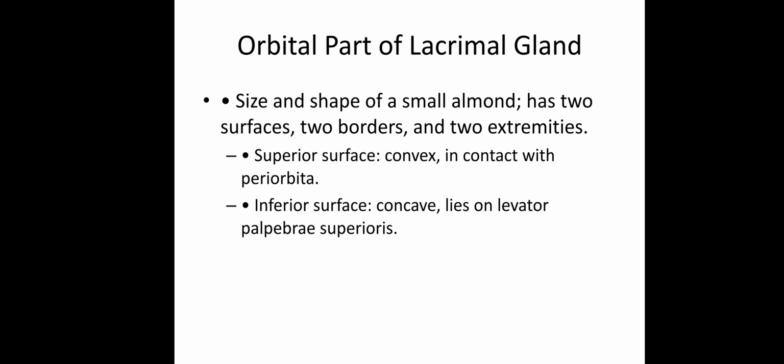The size of the lacrimal gland is almost like a small almond, and it has two surfaces, two borders and two extremities. The superior surface is convex, in contact with the periorbita. The inferior surface is concave, which lies on the LPS muscle.